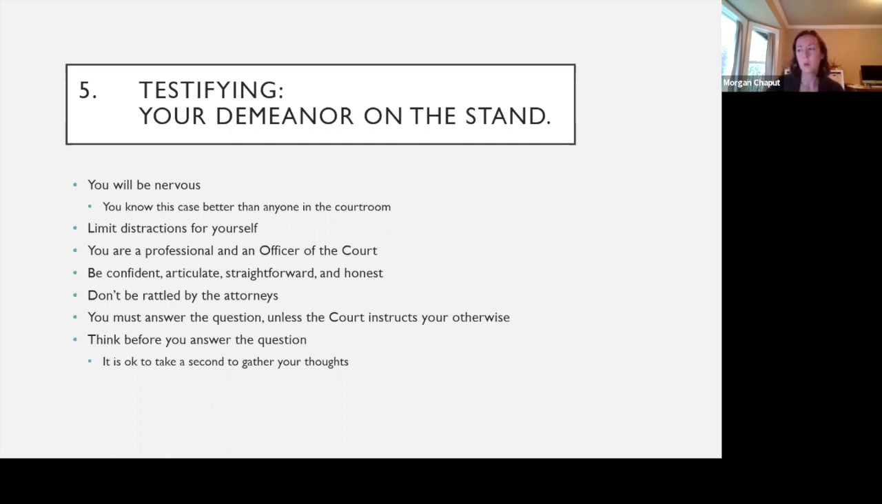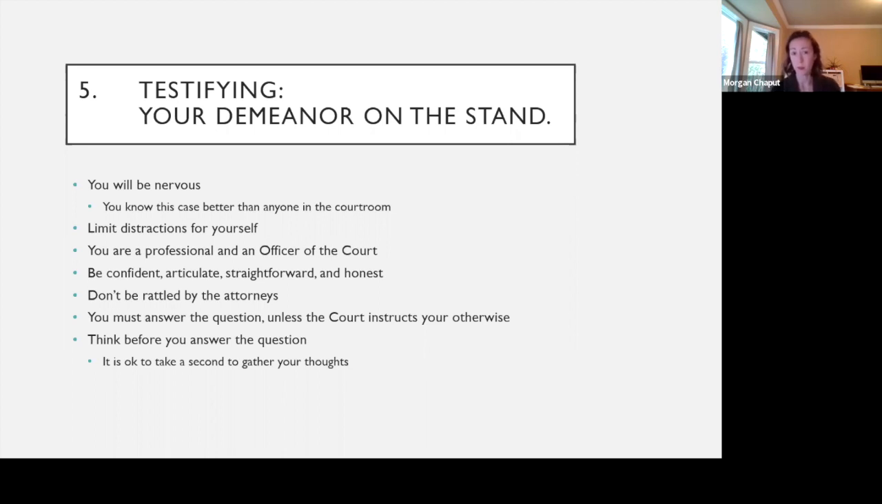So that's something worth looking into if you are called to testify via Zoom. That might be an option for you. So again, limit distractions for yourself, both in person and by Zoom if that's how you are testifying. Remember, you're a professional and you're an officer of the court.